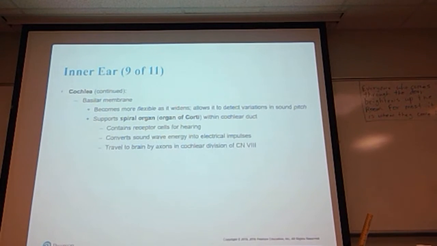The basilar membrane becomes more flexible as it gets wider, which allows it to detect variations in sound pitch, and it supports the spiral organ within the cochlear duct. This structure contains receptor cells for hearing and converts sound wave energy into electrical impulses, which travel to the brain by axons in the cochlear division of cranial nerve 8.